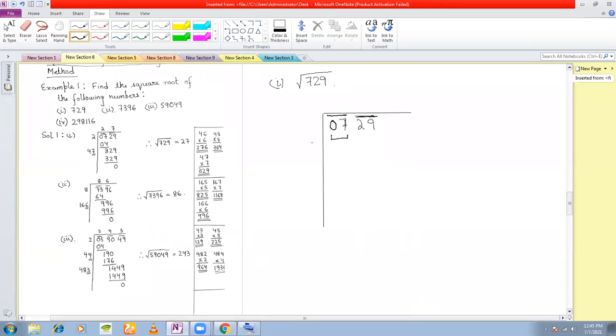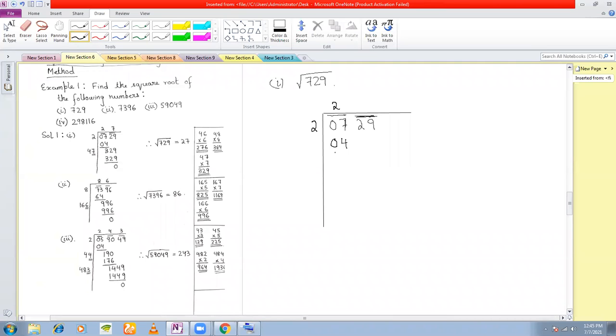The first pair here is 7. So which is the square number that is closest to 7? You have 1 into 1, which is less than 7. You have 2 into 2, which is 4, which is close to 7. You have 3 into 3, which is 9, greater than 7. So you will choose a square number that is just less than 7. So 2 into 2 is equal to 4. We will not choose 3 into 3 because 9 is greater than 7.